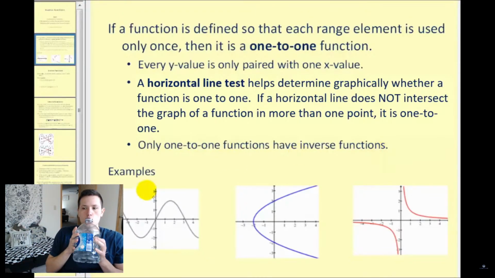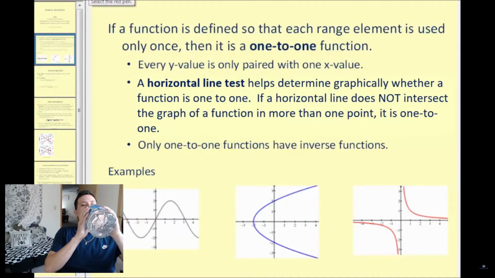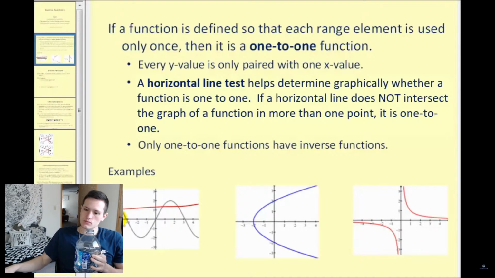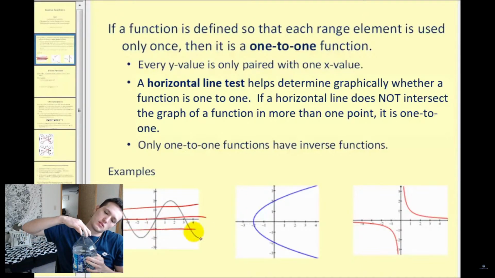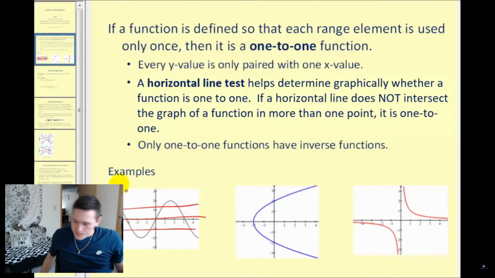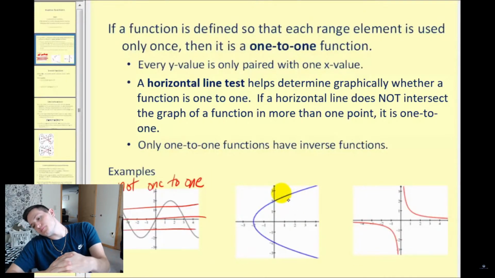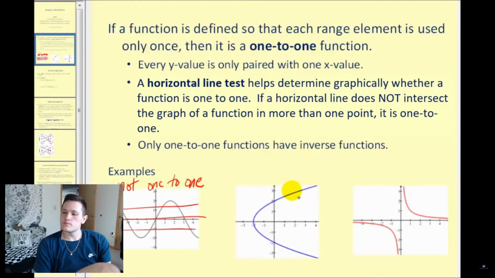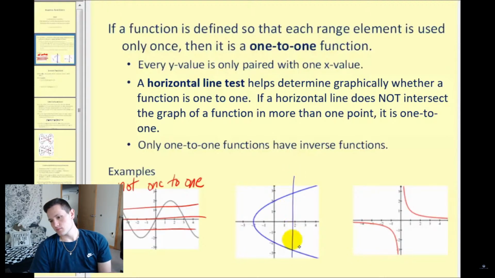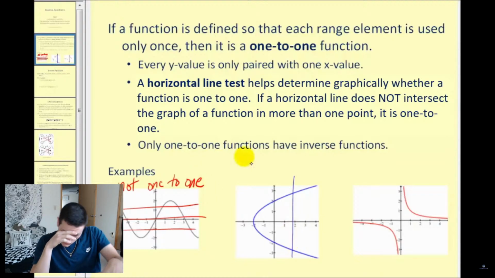So for example, on this first graph, it passes the vertical line test, so it's a function. However, it fails the horizontal line test because these horizontal lines intersect the graph in more than one point. So this function is not one-to-one. Now the second graph is a little bit of a trick question because it's not even a function because it fails the vertical line test. So if it's not a function, of course it can't be a one-to-one function.